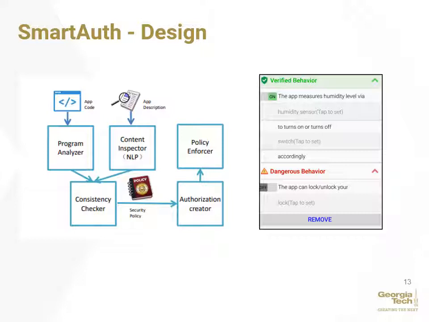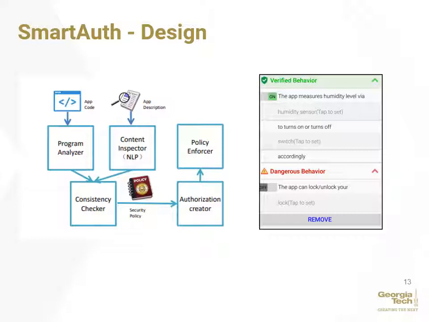The consistency checker compares the results of the code analysis and the content inspection to generate security policies and identify discrepancies between what is claimed in the description and what the app actually does. These policies and information needed to support user decisions are then presented through an authorization interface produced automatically by the authorization creator. The interface is shown in the right picture on the current slide.